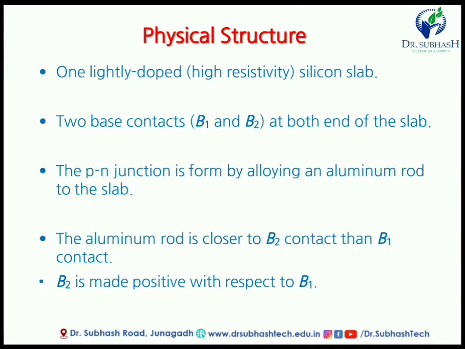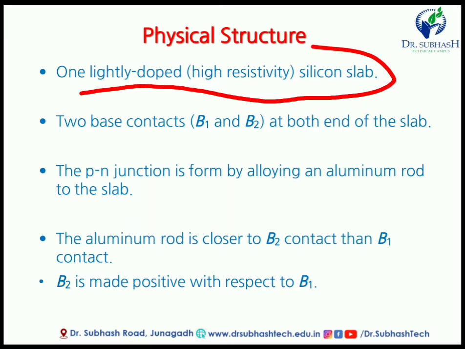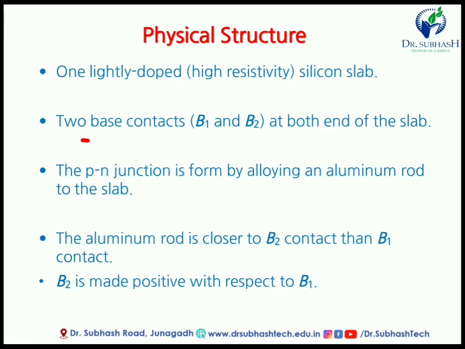What is a UJT? It contains only one junction, meaning only one PN junction. Uni means one, so it is known as a unijunction transistor. Here there is only one silicon slab, and on this slab there are two leads known as base 1 and base 2. You have to remember it is one lightly doped, high resistance silicon slab, with two bases, B1 and B2, at the ends of this slab.